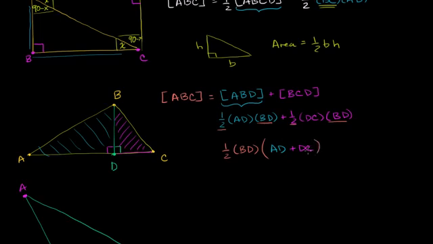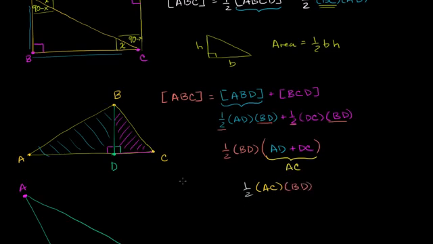And what is AD plus DC? AD is that length, and then DC is this length. So if you were to add up those two lengths, you get the length of AC. So this whole thing is the length AC. So we're left with the area of ABC is equal to 1/2, and I'll just switch the order right over here, 1/2 times AC times BD.